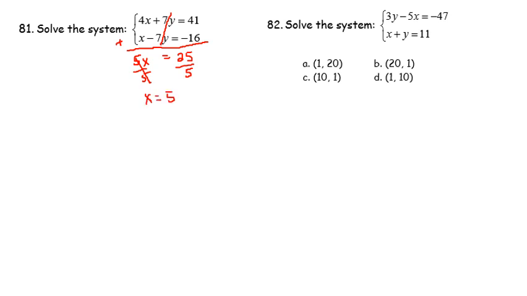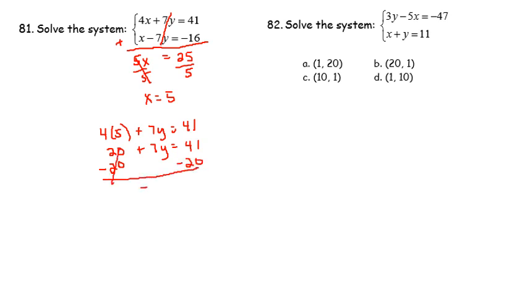So now to find the y value, we plug that in. You can plug it into either equation. So 4 times 5 plus 7y equals 41. That gives us 20 plus 7y equals 41. Subtract 20 on both sides. That gives me 7y equals 21. Divide by 7, and y equals 3. So our ordered pair here is (5, 3).